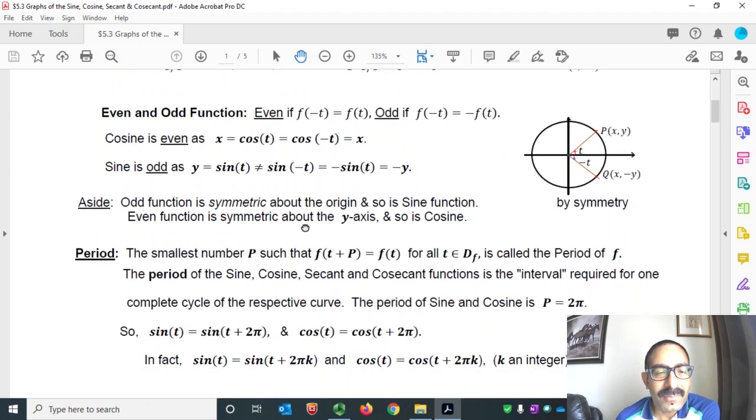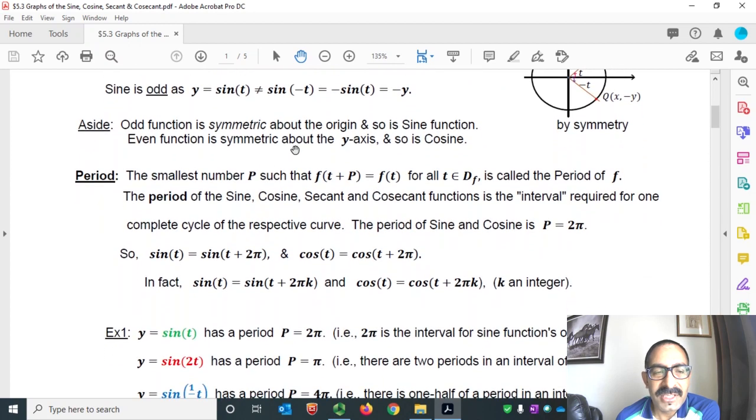Next, period. The smallest number p such that f of t plus p equals f of t for all t in the domain of the function, then p is called the period of the function. The period of sine, cosine, secant and cosecant function is the interval required for one complete cycle of the respective curve. The period of sine and cosine is 2 pi. Also secant and cosecant, their period is also 2 pi.